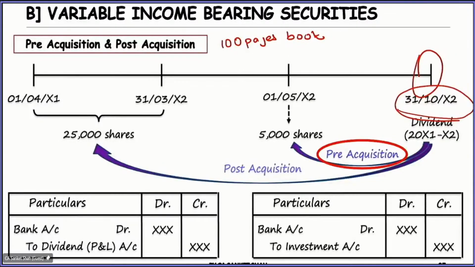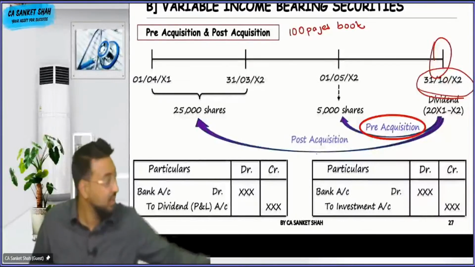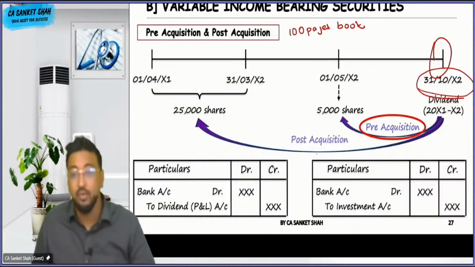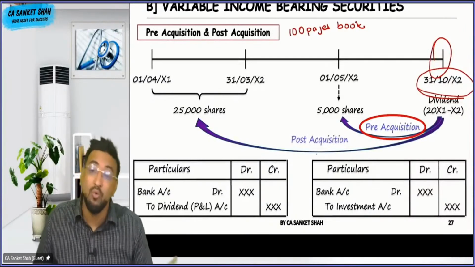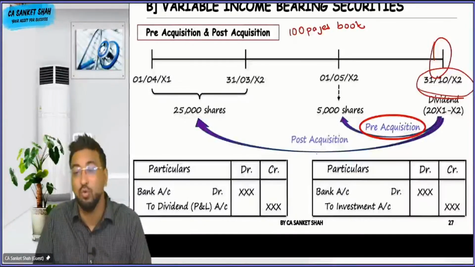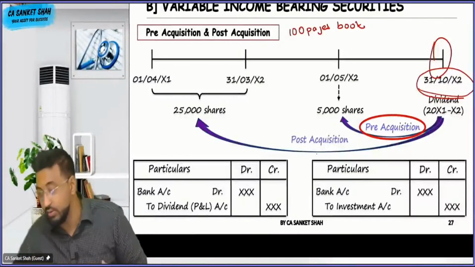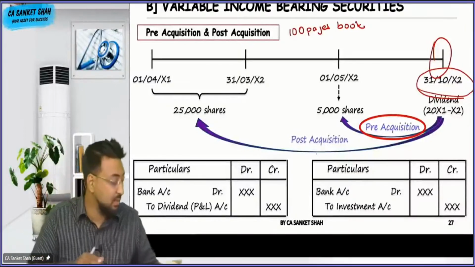Beta, when dividend is declared, it is not declared in the last year. Dividend is declared in the next year after getting the books of accounts audited. Though it is related to last year, when will you get this dividend? Very simple logic. You will not get the dividend in the last year. How can we give it on 31st March 2002? It is not possible.